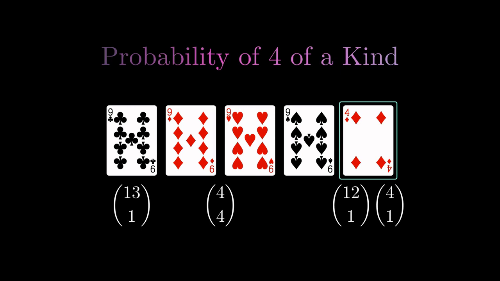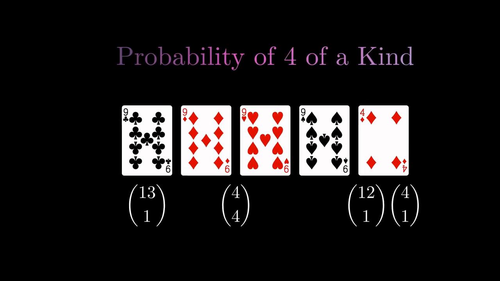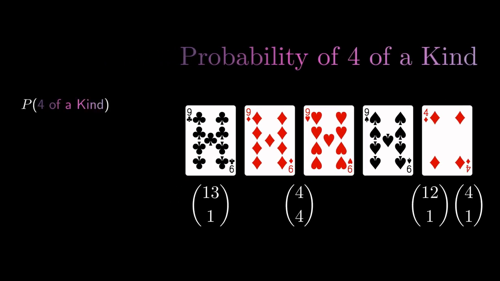Okay, so let's look at the calculation here. All right, so as I said, the denominator is there. That's in my previous video. And the numerator is these numbers. So 13, choose 1. 4, choose 4. For the remaining card now, 12 denominations, choose 1. And then from those 4 cards, choose 1.